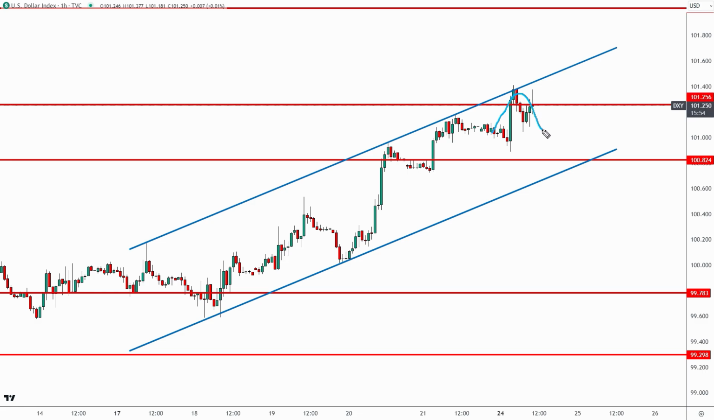However, we are getting some weakness out from the dollar. So I would think that we're looking at a potential retest down here in this area over the coming 24 to 48 hours.